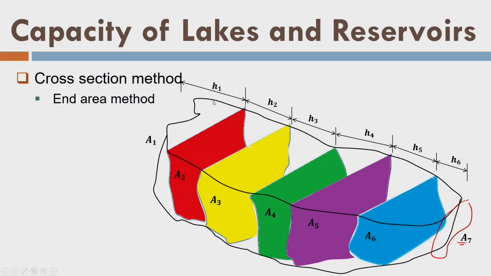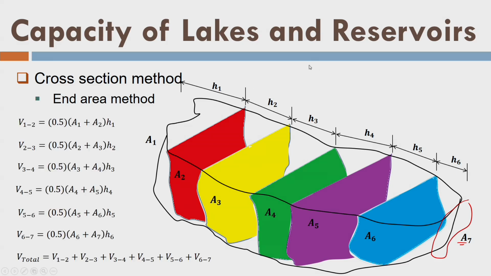Okay. So, what are my formulas now? These are my formulas again by the end area method. That means I take the average of the two areas, let us say A1 and A2, fine, and then I multiply by this height H1 or this distance H1. Similarly, I will repeat the whole process and finally I get the total volume of the water by summation. This is my end area method for the cross section method.